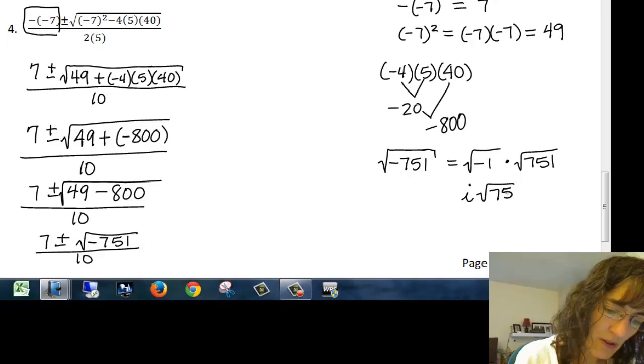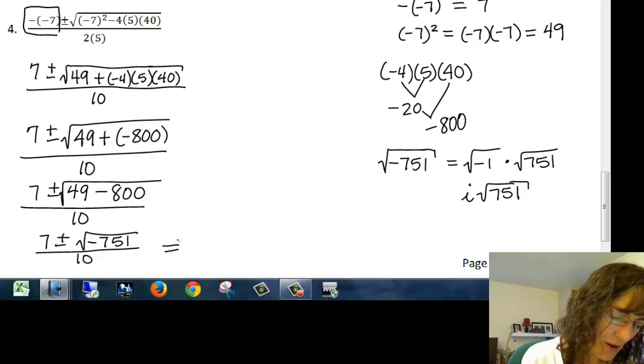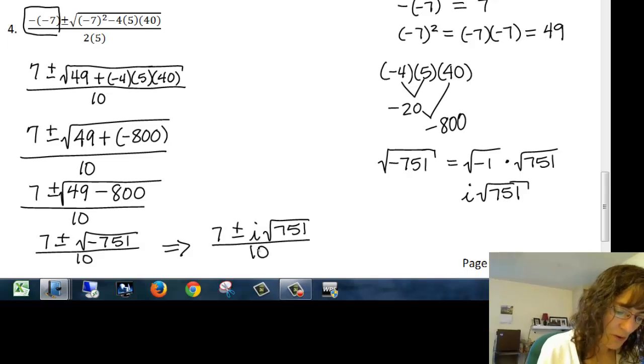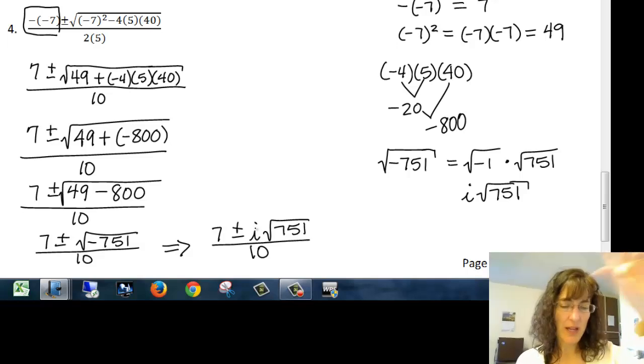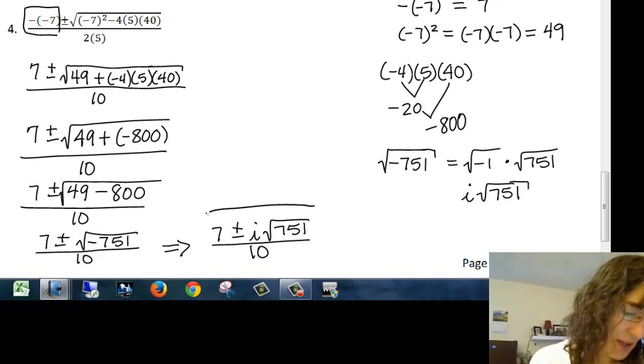root of 751. And then when I rewrite over here, it's going to be 7 plus or minus i times the square root of 751 over 10. And even if I broke this one apart into 7 over 10 and then the i square root of 751 over 10, neither one's going to reduce. So I can just leave it in this form.